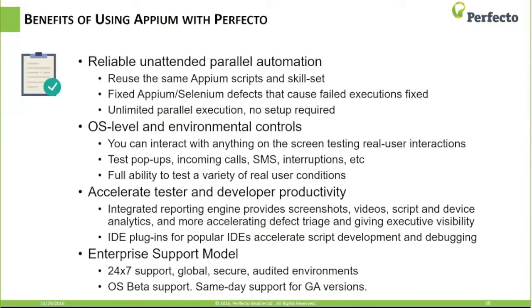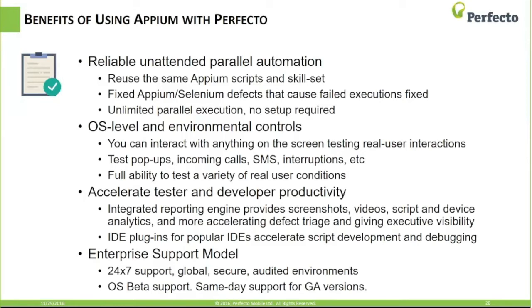Then we also fixed a whole bunch of Appium and Selenium defects that caused failed execution. And when you execute on Perfecto Appium, it's actually very robust, and it's done in a parallel and an unattended fashion, because essentially there are no failures happening during execution related to the bugs and problems that the open source Appium has. And then we also have introduced the OS level and environmental controls.